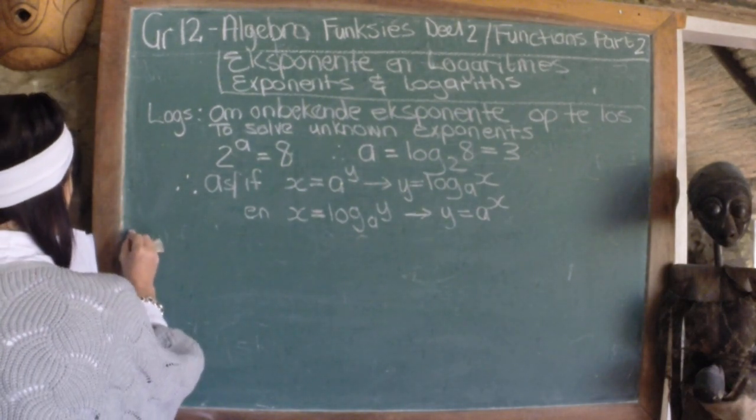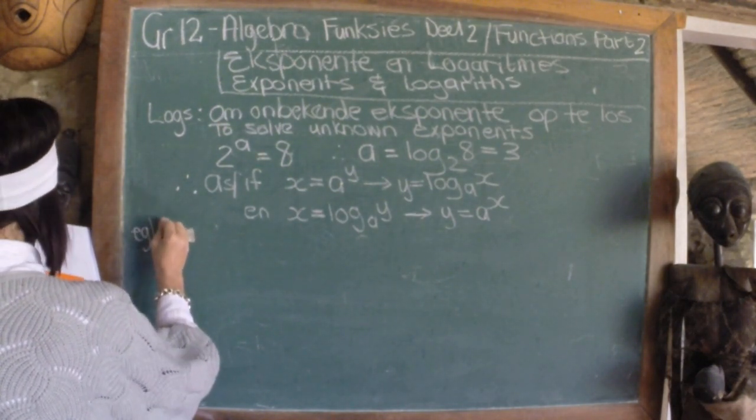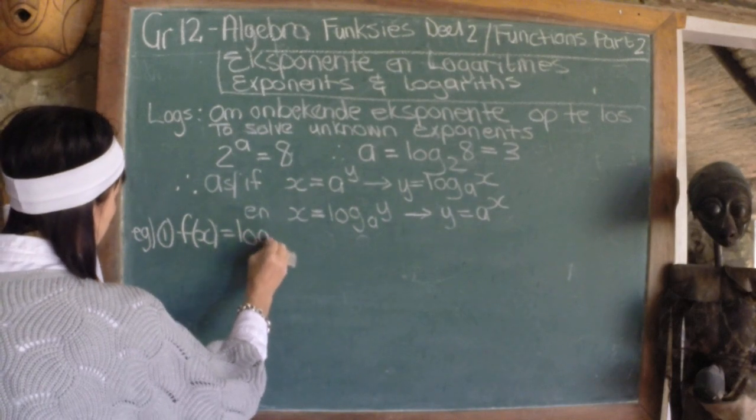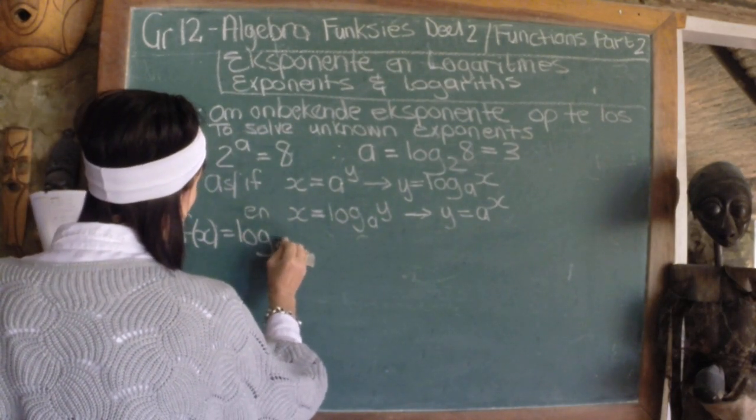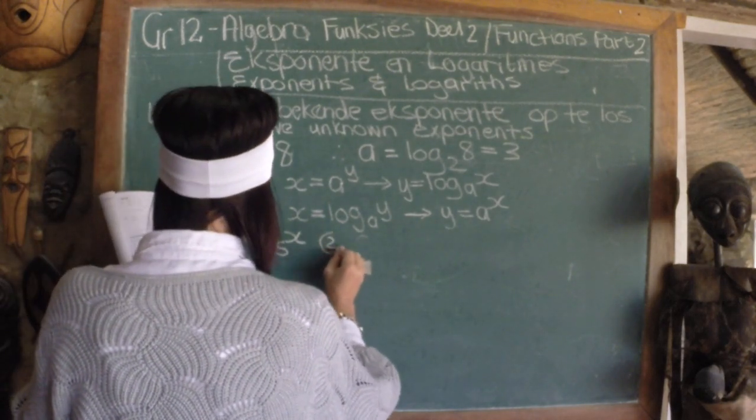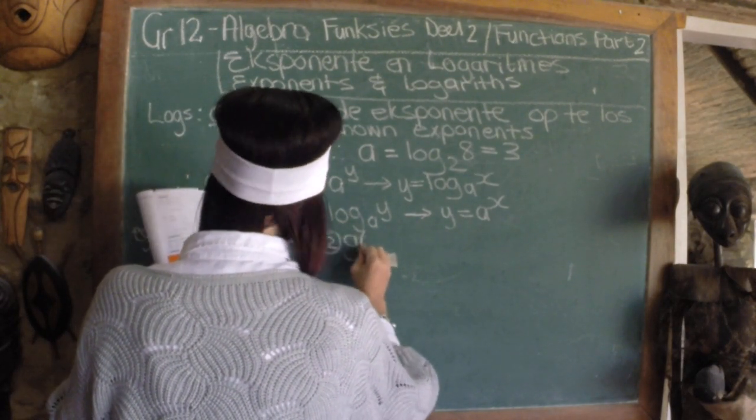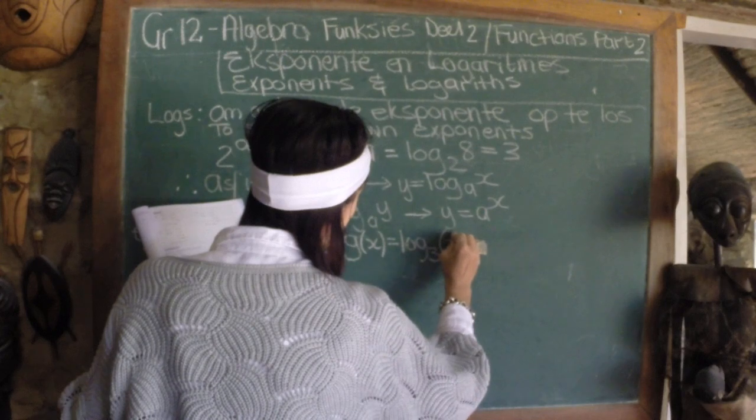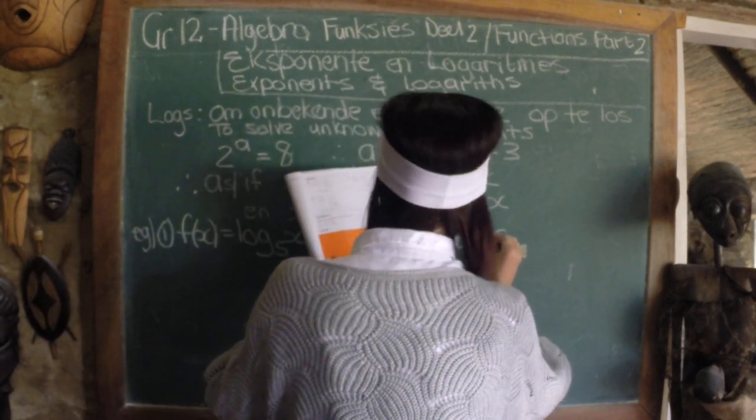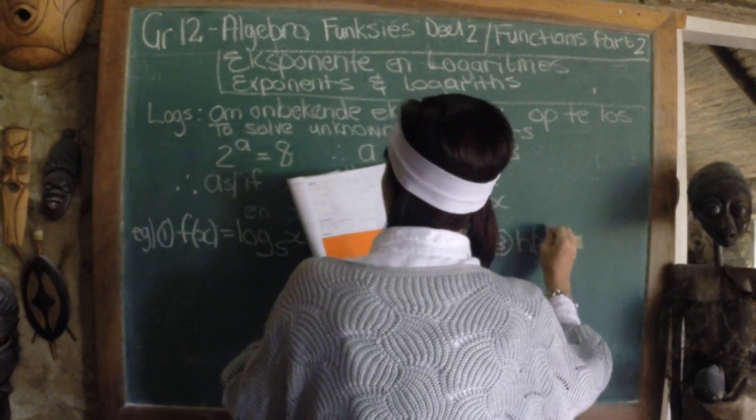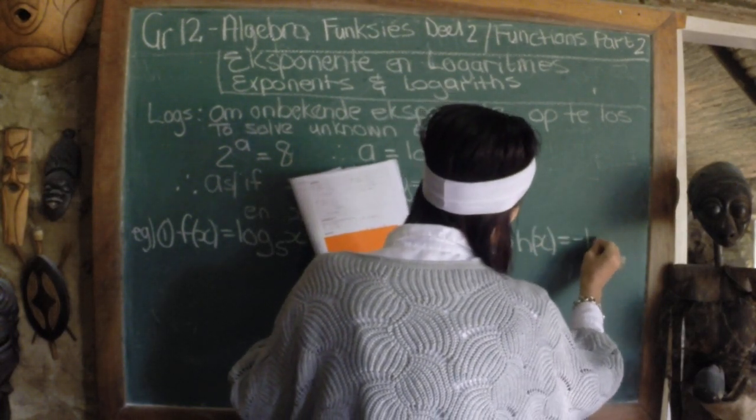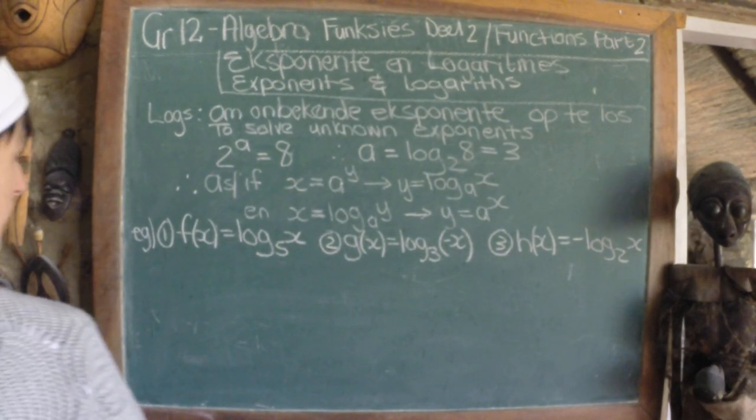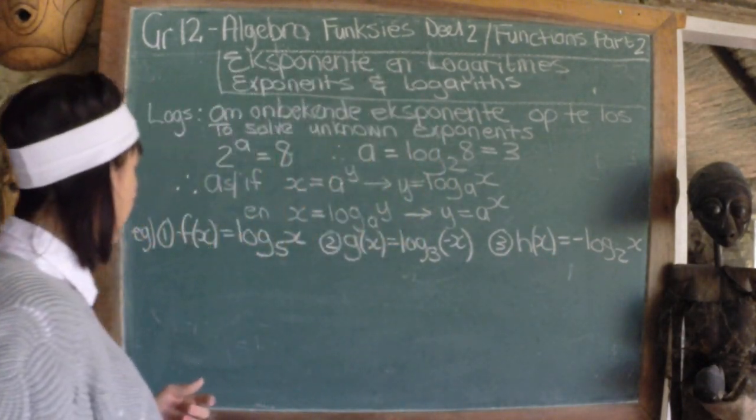So the question stays the same. Now we're going to have a function fx, and now this function is a log function. Another one, a function, and it's also a log function, gx, log 3 minus x, and the last example, hx equals minus log 2x. Question again is, give the inverse functions of these functions.